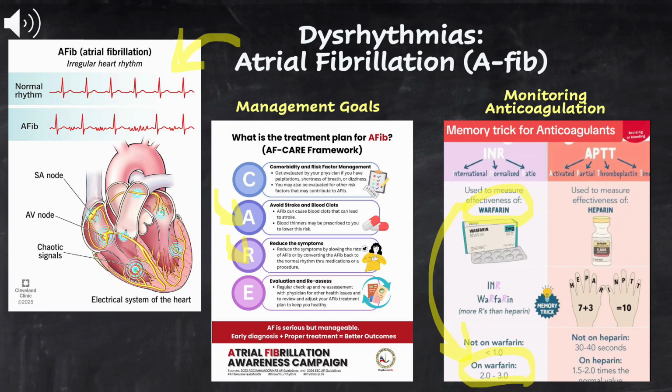The final section focuses on monitoring anticoagulation. Warfarin therapy requires INR monitoring, with a typical target range of 2 to 3 for atrial fibrillation. Heparin therapy is monitored using PTT.